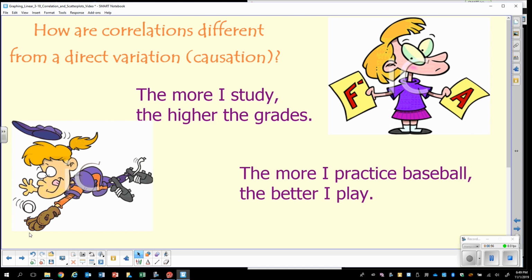And correlations are a little bit different from direct variation or causation, because correlations just talk about the type of relationship that we've observed. So we might see that the more that I study, the higher the grades I get. Or the more that I practice baseball, the better I play. This is a relationship, and we see that there's a positive relationship here. There's a positive correlation. But what we can't say is that by studying, I got a higher grade, or by practicing baseball, I play better.